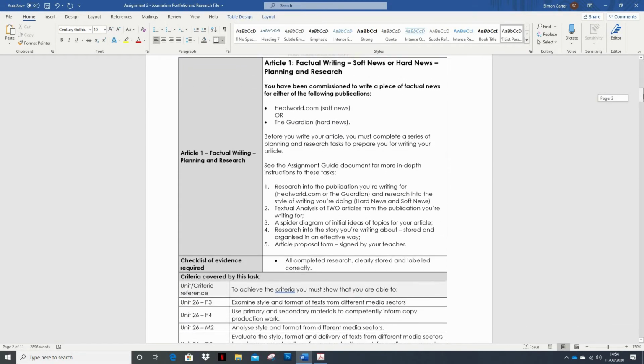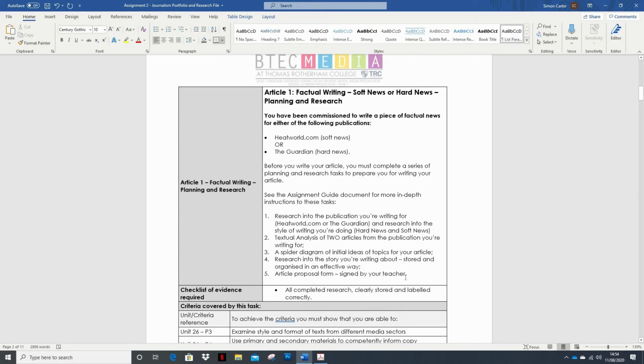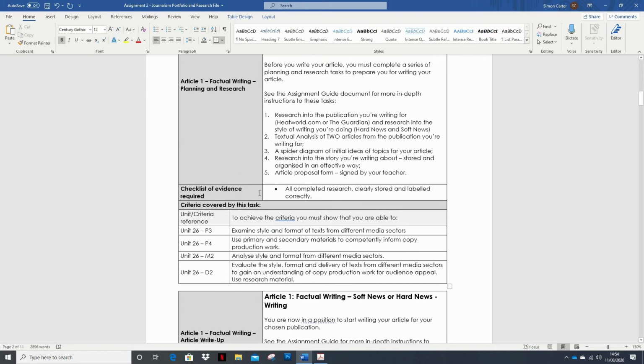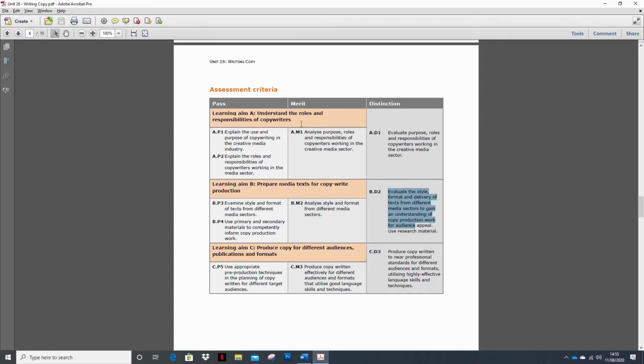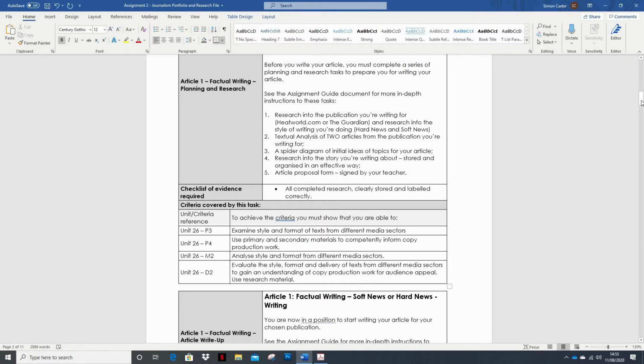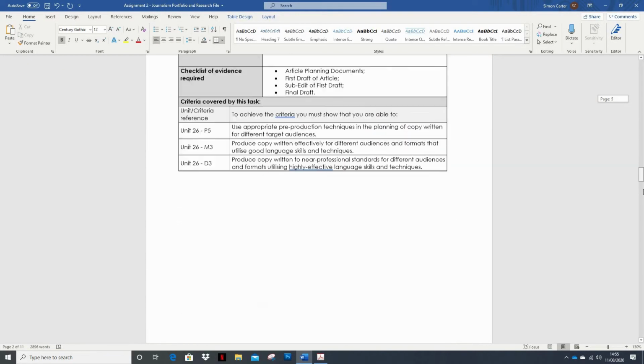That's basically it for each individual task. So you've got a very brief summary of the task. We will go through this in more detail in class. Some of this might be quite vague, but we'll do this in class as well. The checklist of the evidence required is what you're going to hand in, and then what specific criteria, which is here, are you working towards? It tells you all that there. Right, so all this stuff is the same, so I'm going to skip through this bit for now.